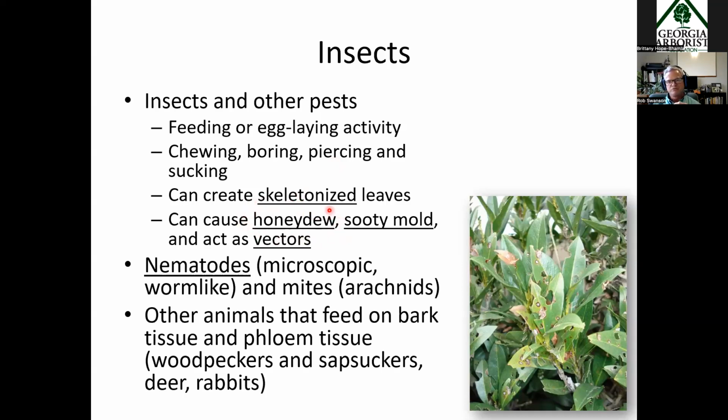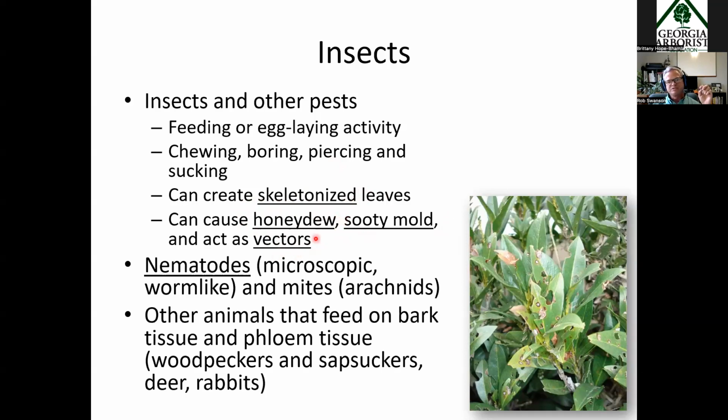Now, if you think about it, honeydew is rich in carbohydrates. It might be falling into the shade because it's under the canopy of the tree or the plant. And so it can begin to grow mold and turn black, and that is sooty mold. So sooty mold grows on top of the honeydew.